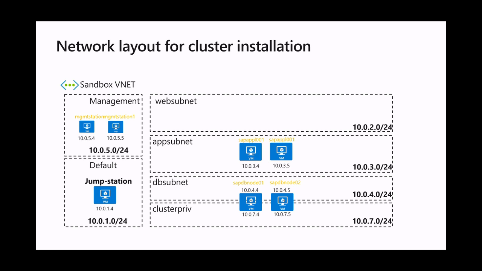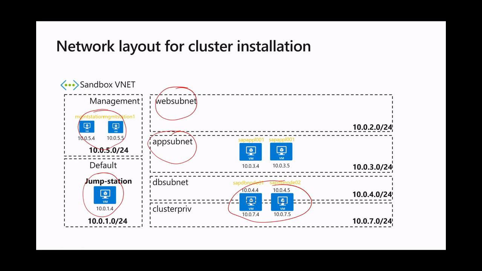Now, this slide just gives you a quick overview of the setup that we're going to use during the demo. We have a subnet for the jump station down here called default. We have a subnet for the two domain controllers called management up here. Since we want to demo today how to cluster a database, we have two subnets for the cluster down here, the private cluster one and the public cluster subnet. We have another subnet for the SAP application servers and a web subnet that we may choose at a later point in time.